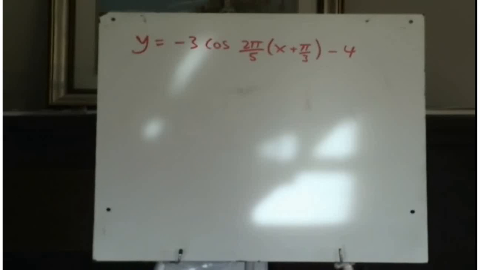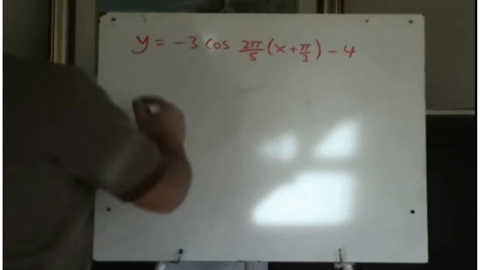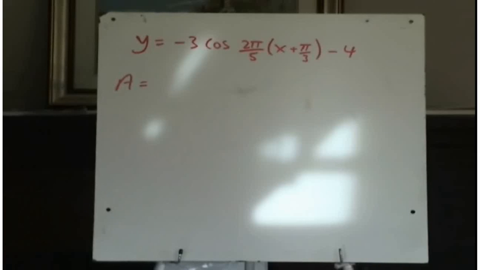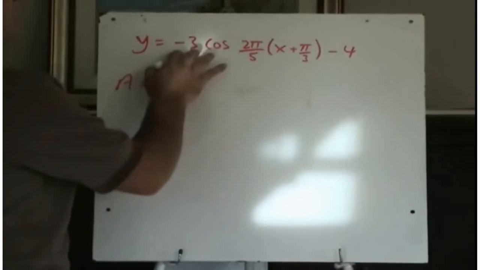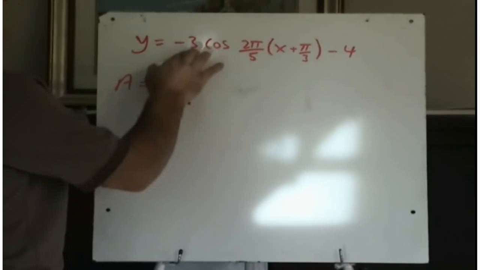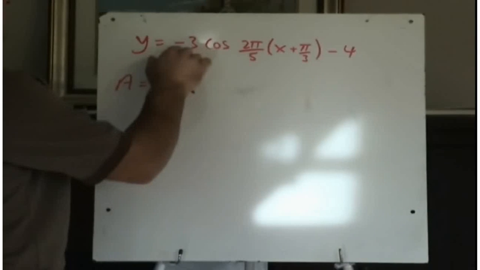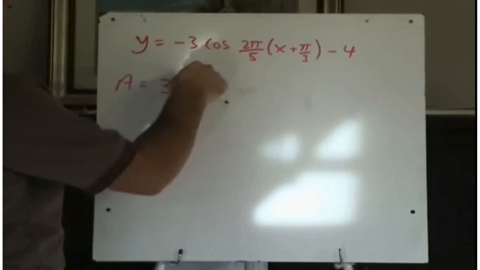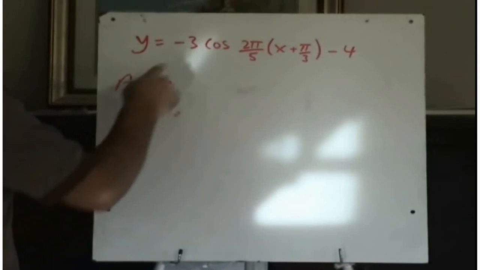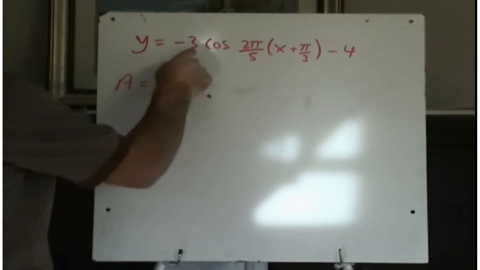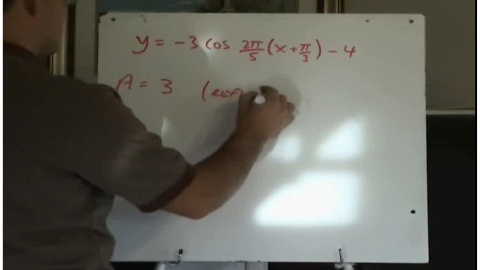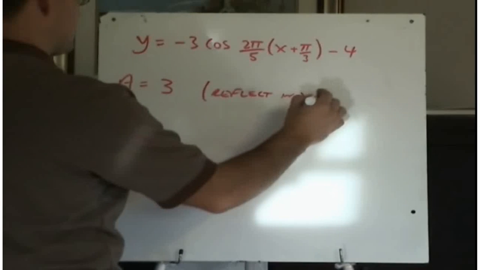Let's see if we can list the properties of this cosine function and what transformations have been made. Amplitude of this function, now the coefficient is -3, but the amplitude is still 3 because all this negative is going to do is reflect it in the x-axis. It'll still go up and down 3 from the center line. So the amplitude is 3. There's just been a reflection in the x-axis.